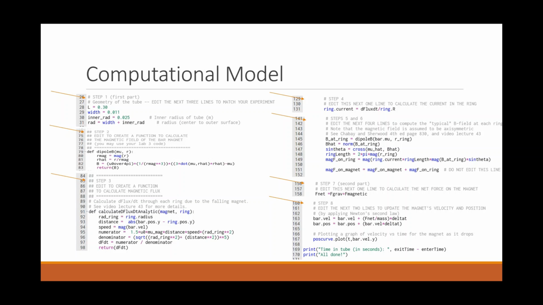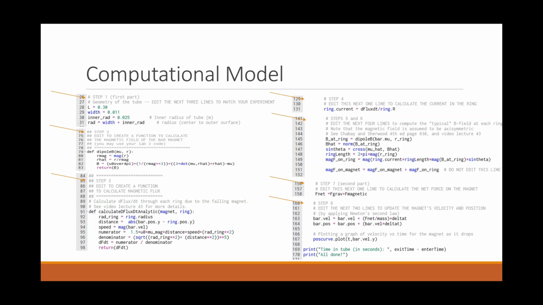This is the computational model I used to create my model in GlowScript. The first step was to get the geometry of the aluminum foil tube correct. I then created a function to calculate the magnetic field of the bar magnet using the Biot-Savart law and the code I used in Lab 3.